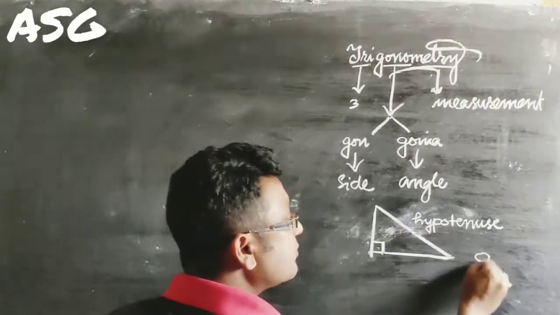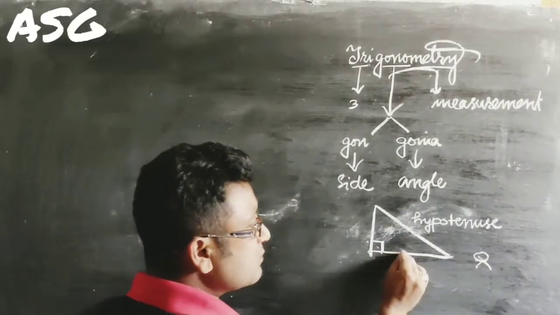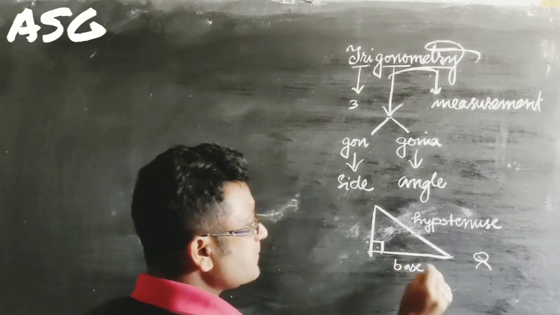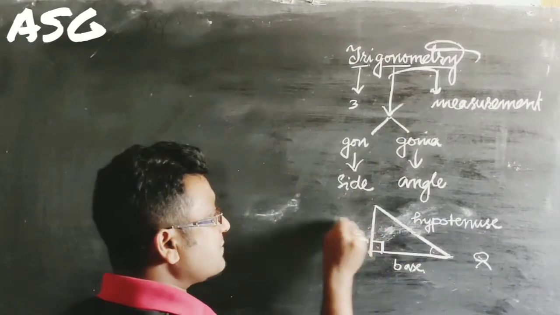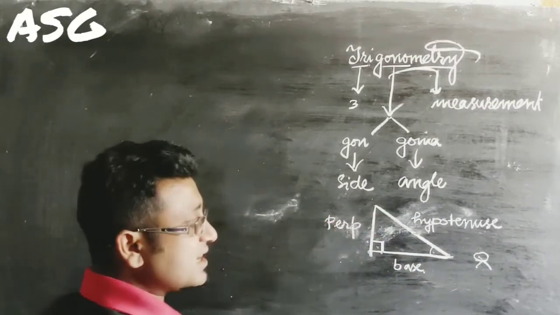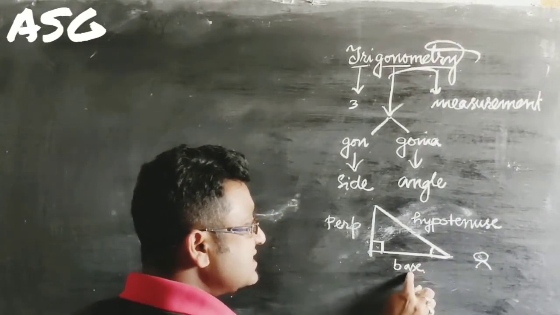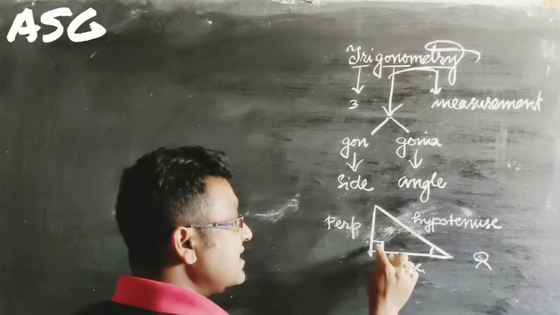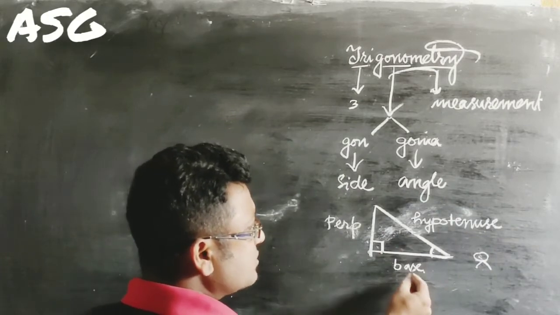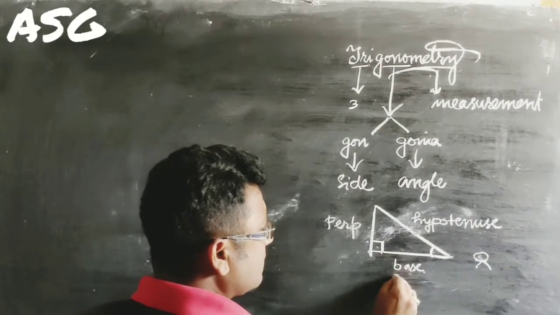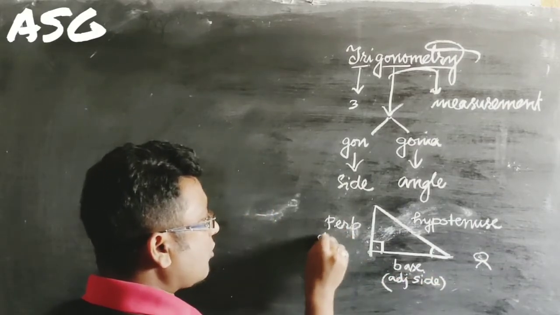Now suppose you are viewing from this position, and this is yourself. Then which one will be the base of this triangle? This one will be the base. And the other side, which is opposite to this angle, will be termed the perpendicular. I think that much is clear. When you are viewing from this side, this will be considered the base angle. Then this is the base, this is the perpendicular, and the side opposite to 90 degrees is called the hypotenuse. Sometimes in some books they write base as the adjacent side, and perpendicular as the opposite side.